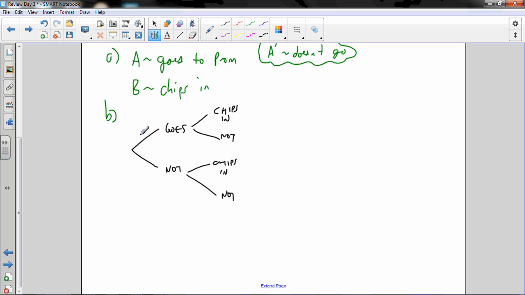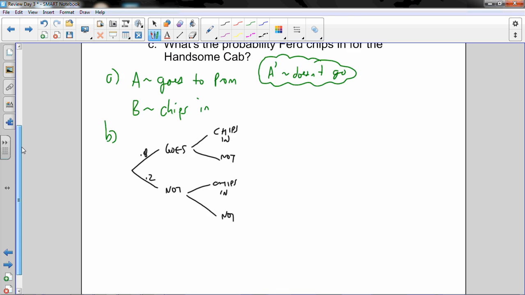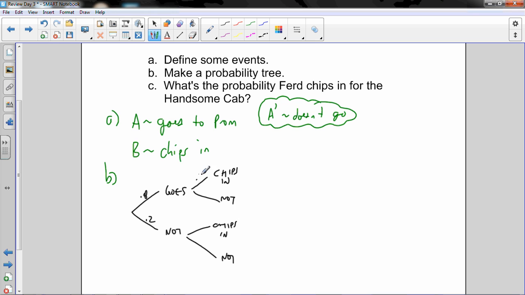The probability that he goes, he says he's 80% sure, so that means he's 20% thinking that he's not going to go. If he goes, he's 75% sure he's going to chip in, which means if he goes, he's 25% not going to chip in. If he doesn't go, he's going to chip in with 10%. Why he would do that, don't know. Maybe Ferd's a nice guy, so that leaves 90%.